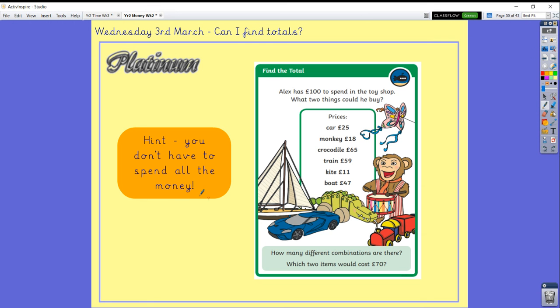And then finally, we have got a platinum task here. And there's a big hint here that says you don't have to spend all your money.